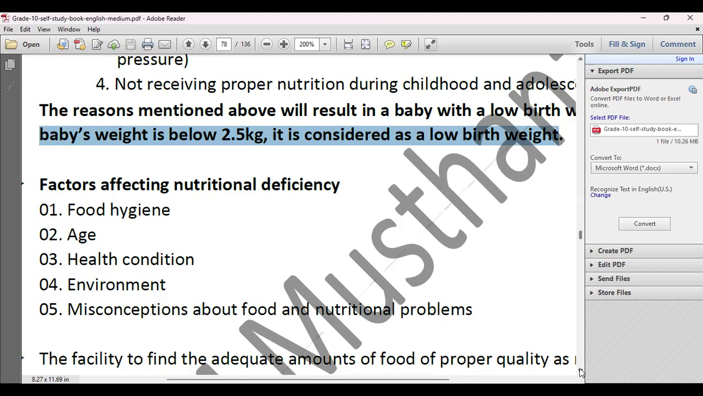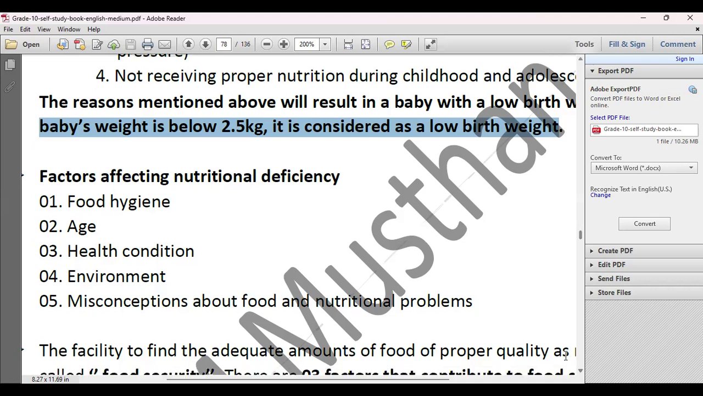Then write the age. Then we want to talk one by one about how these factors affect nutritional deficiency. Then number 3, health condition. Number 4, environment affects nutritional deficiency, and misconceptions about food and nutritional problems matter to nutritional deficiency. Write these 5 factors fast. Only 5 factors.